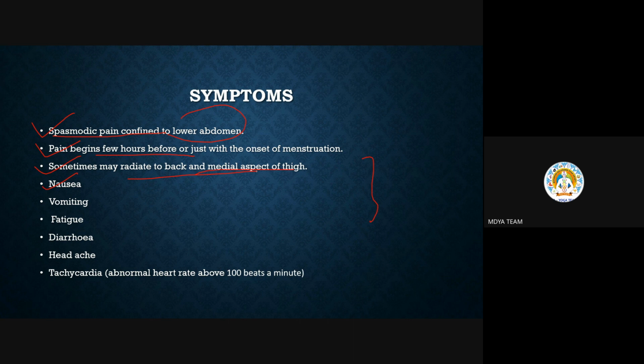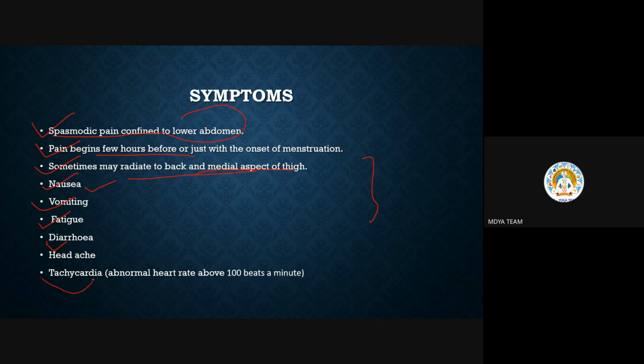So nausea is a thing, you will feel like vomiting but there is no vomiting. Nausea or vomiting could also happen because this is a diseased condition. In normal condition also females have this pain, but this is a disease condition, so it is something different. Fatigue, diarrhea, headache usually.